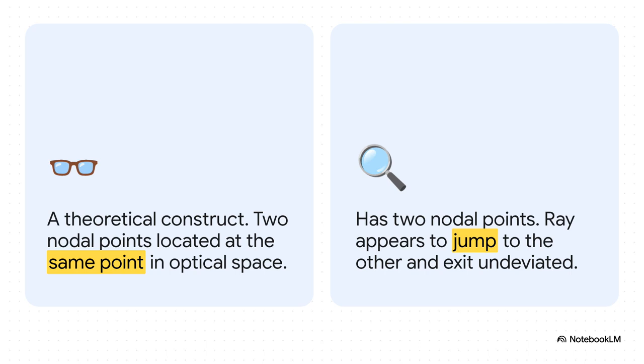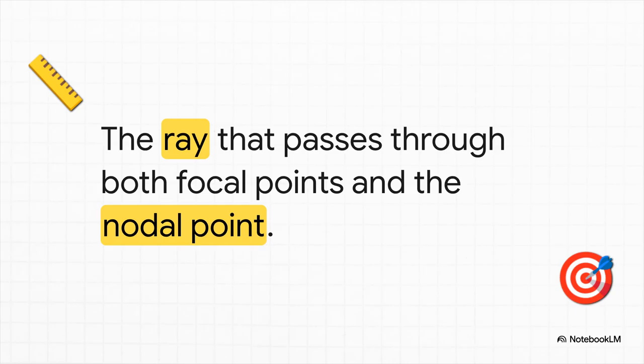The clinical reality of this is that a ray entering the first nodal point will actually visually jump to the second one and then exit at the exact same angle. It's still undeviated. Keep that thick lens jumping ray in your mental model. It's a great board trap. So with all that, how do we actually define the lens axis? Well, the lens axis is simply the specific ray that passes straight through both focal points and the nodal point. Because we know it goes through the nodal point, we know it passes completely undeviated. It is the ultimate straight shooter of the entire optical system.